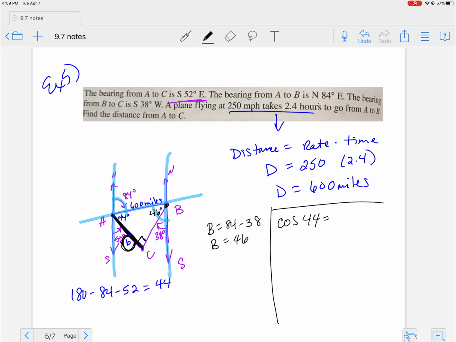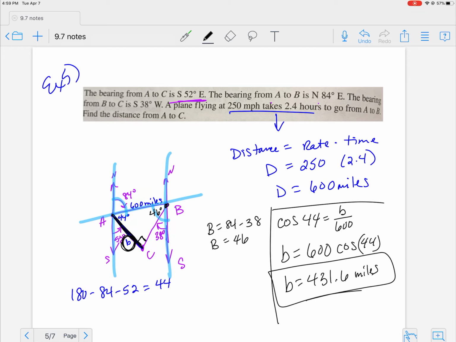We've got lots of angles here. So if I'm looking at this, you can use cosine, adjacent over hypotenuse. Why not? We used sine on the last one. Let's use a little cosine here. So the cosine of 44 is going to equal that b over 600. So multiply both sides by 600, and b is going to equal 431.6 miles.